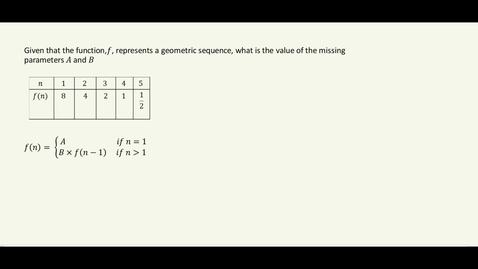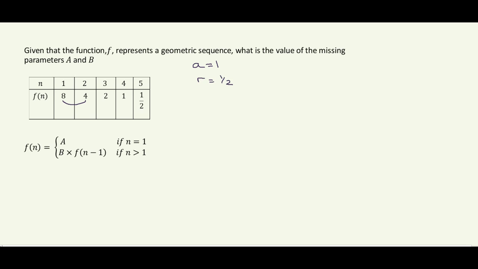So we have this table where we're told that this is a geometric sequence. So the best way to find out is you're always going to go from right to left. We're going to divide the value on the right by the previous value on the left. So 4 divided by 8, 2 divided by 4, 1 divided by 2, 1/2 divided by 1. So we have a as our first term, and our common ratio is 1/2.